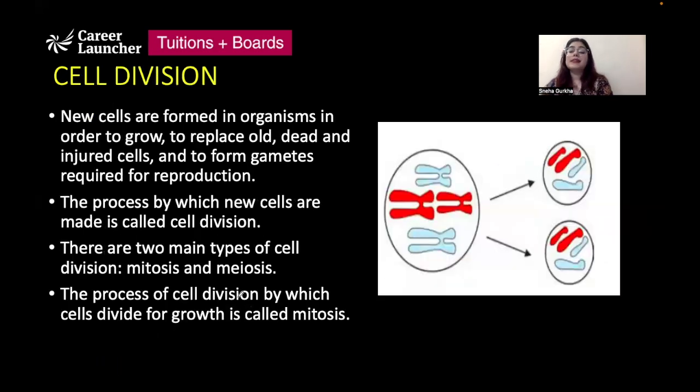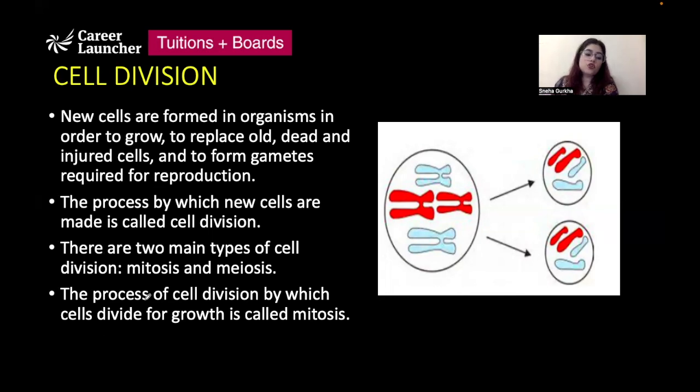Lastly, we will talk about cell division. How does cell division take place, and why is cell division important? Cell division is the process by which new cells are formed. Why is it necessary for new cells to form in the body? It is necessary so that we can grow, and replace old and dead cells, injured cells, wounded cells. And cell division is also important for producing gametes, which are important for reproduction. So the process by which new cells are formed is known as cell division.